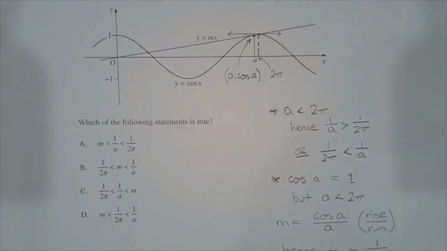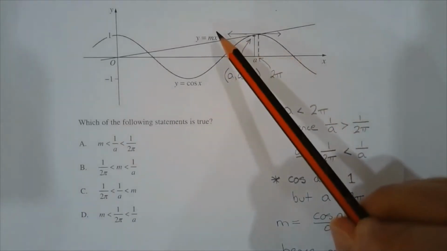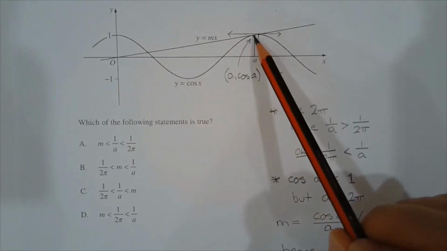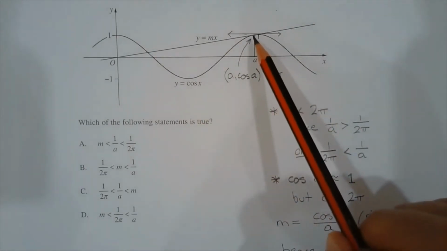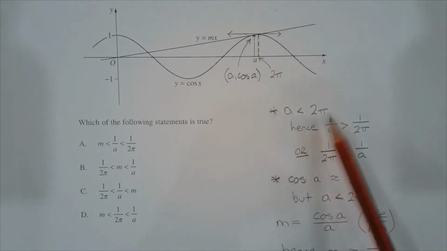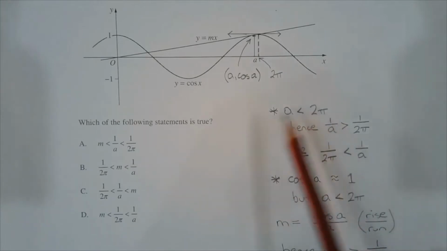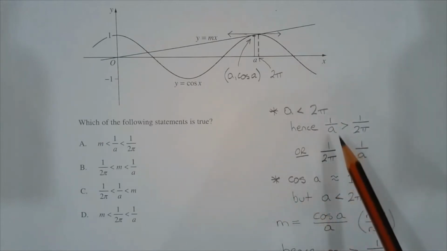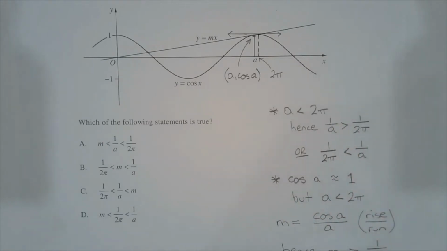The coordinates of the point of contact of the tangent y equals mx and the curve y equals cos x is (a, cos a). That's this point here. Notice that this point occurs before the stationary point where x equals 2π. Hence, a is less than 2π. Taking the reciprocal of both sides, reversing the inequality symbol, we get 1/a is greater than 1/2π, or 1/2π is less than 1/a.